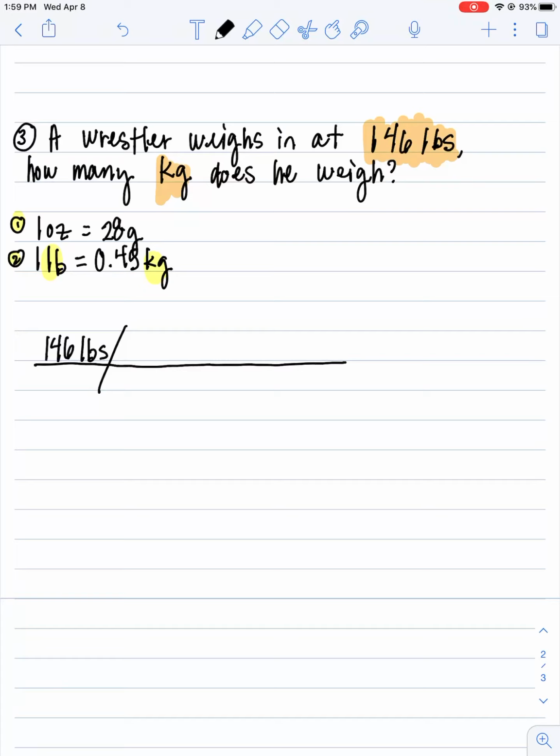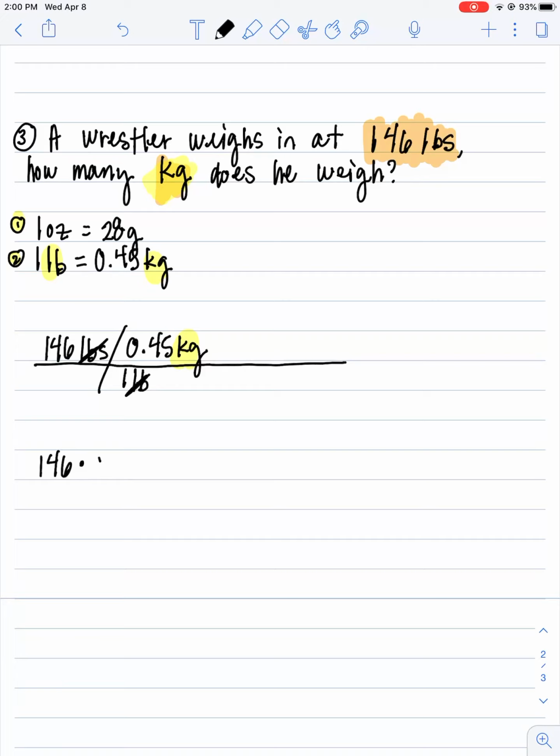So getting back to the problem, the given was 146 pounds. That wrestler weighs 146 pounds, okay? And if you look at the given, it says 1 pound equals 0.45 kilograms, so 45 hundredths of a kilogram. So 0.45 kilograms goes on top. Again, why did I do that? Because pound on bottom and pound on top is going to cancel. And if you take a look, what unit is left? Kilogram, and that is good because the question up here asks for kilograms.